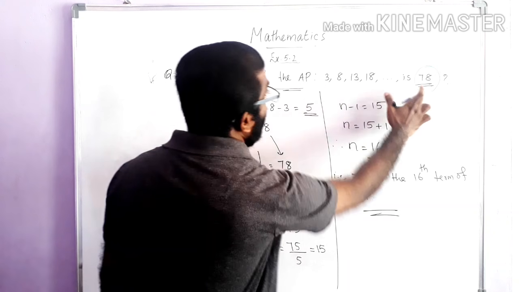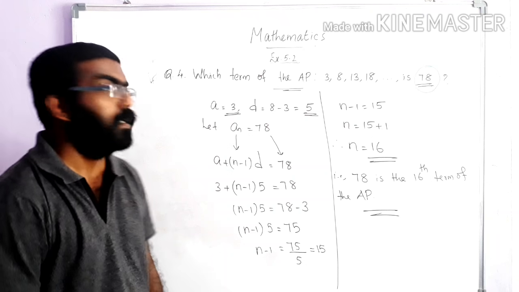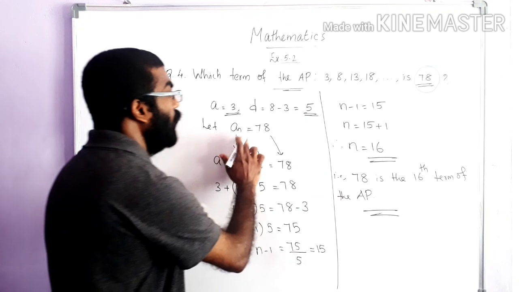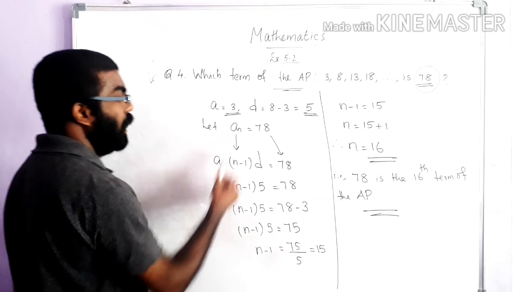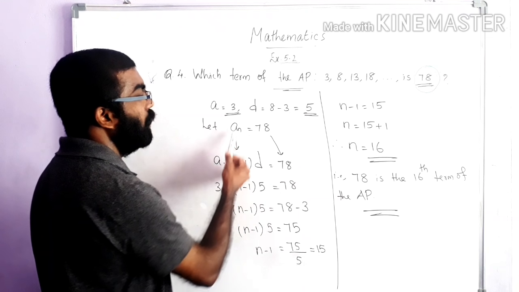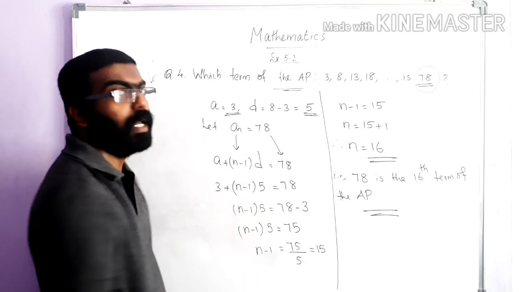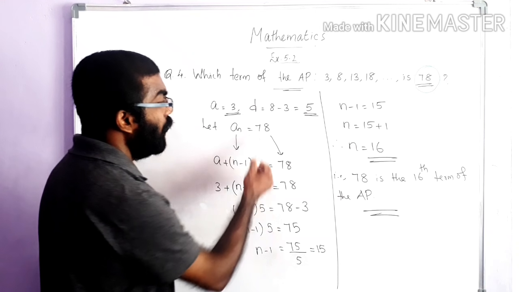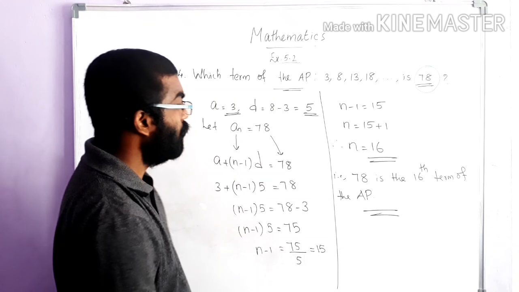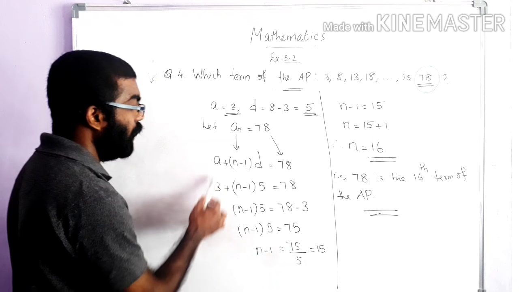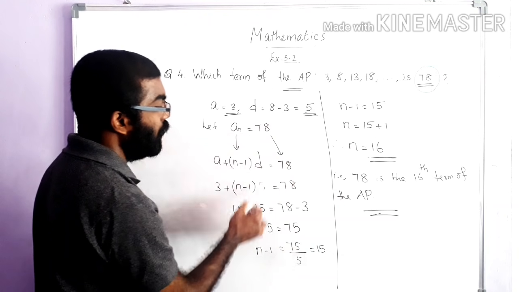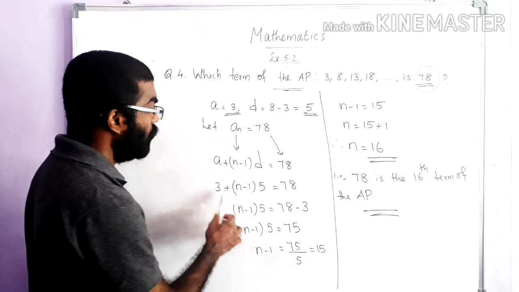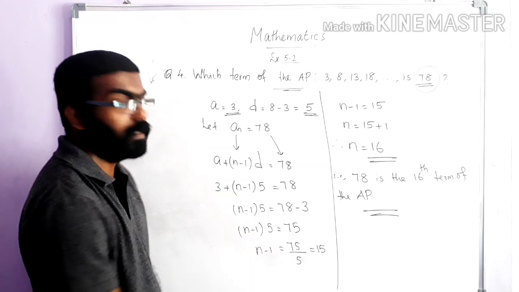And we take the number 78 as the nth term, an. So an is equal to 78, and for an we have the formula a plus n minus 1 into d. So we replace an by the formula a plus n minus 1 into d, and 78 we write as it is. Now the value of a is 3, we replace it here, and the value of d is 5, that also we write here. So 3 plus n minus 1 into 5 is equal to 78.